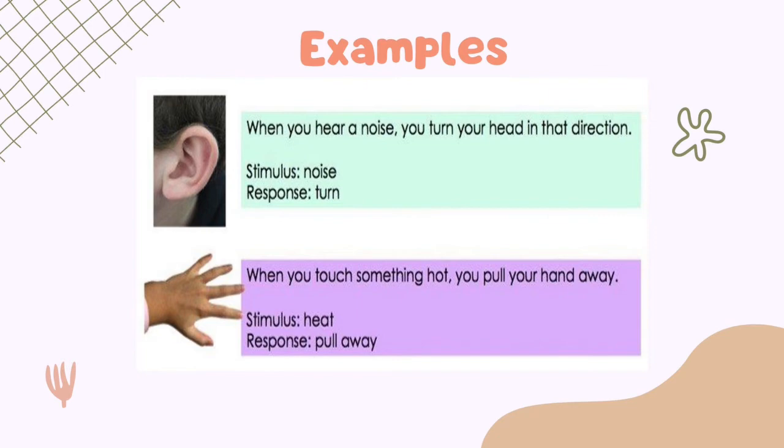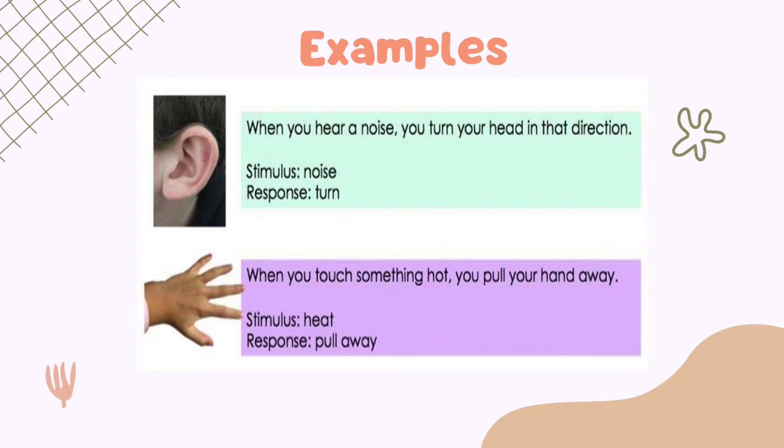Our stimulus here is the heat, and our response is to pull away. Let's say the moment you touch a hot food or a hot plate, all you need to do is pull away your hand, because your hand might get burned. So that is the stimulus and response.